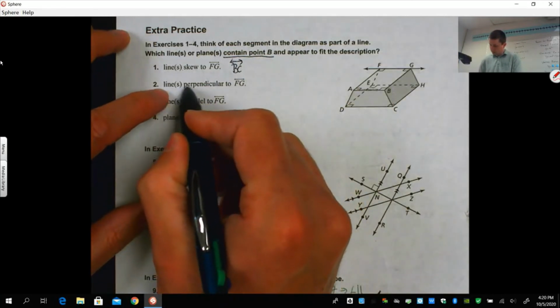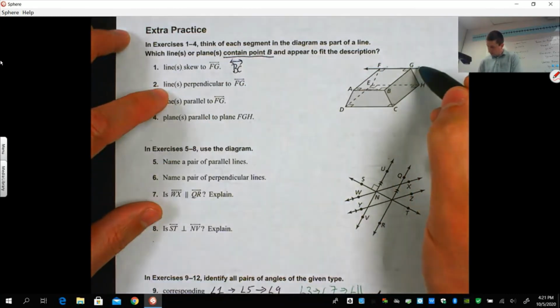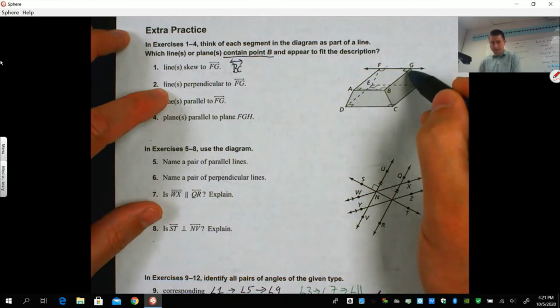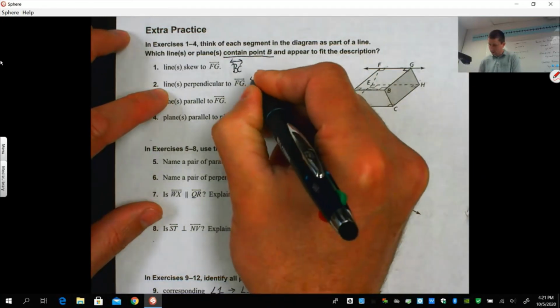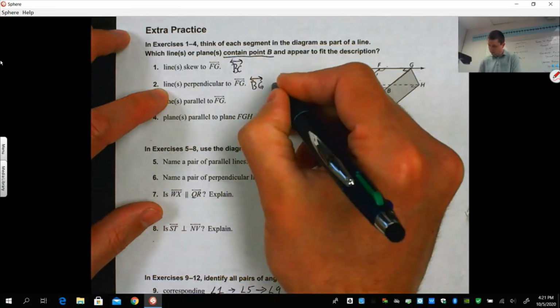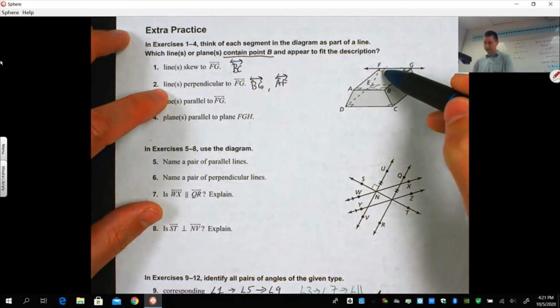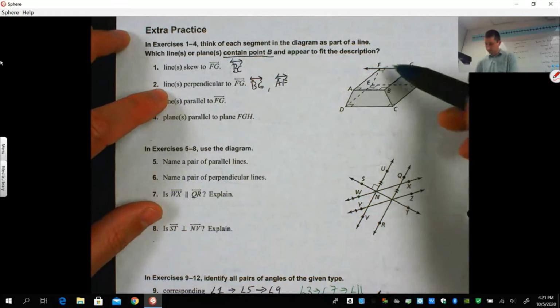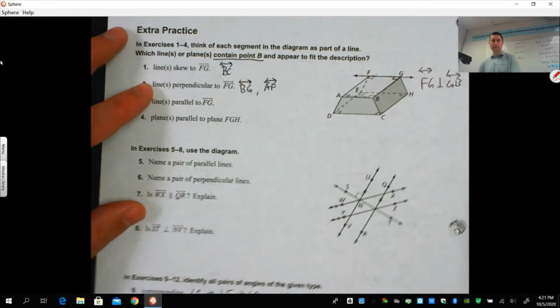We want the lines perpendicular to line FG. So perpendicular, you see the 90-degree symbol, so we know that's 90 degrees, so that'd be BG. And then one over here, AF. So perpendicular, you got to have that 90-degree symbol. So using the symbol, we could say FG is perpendicular to BG. That's how that symbol is used. It's an upside down T.